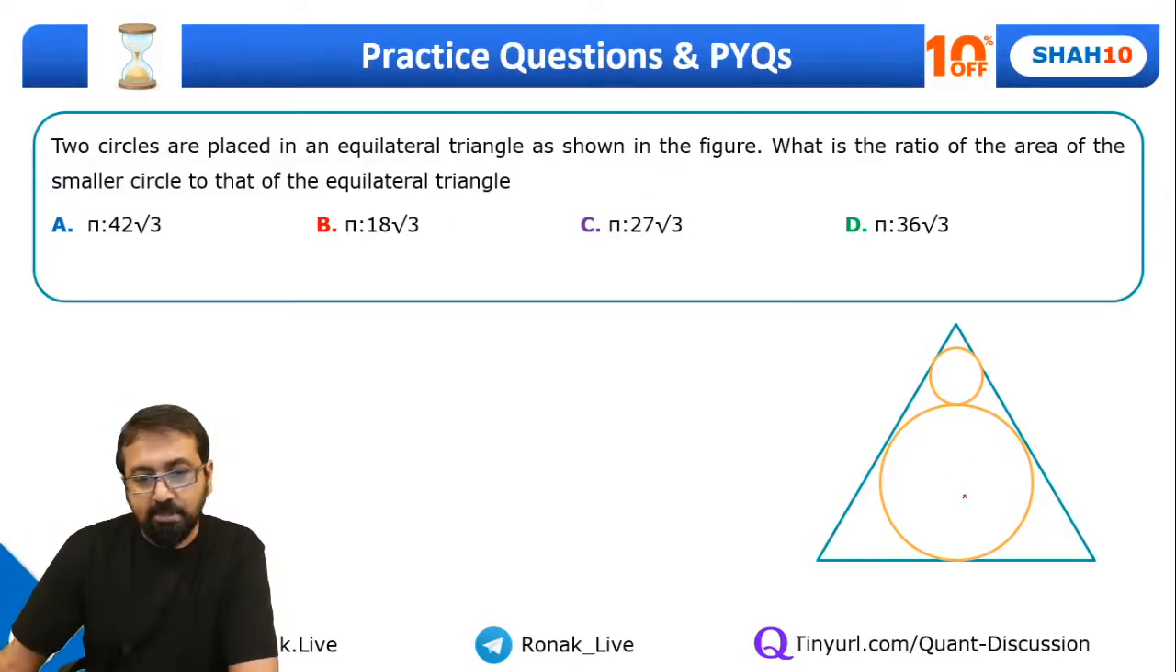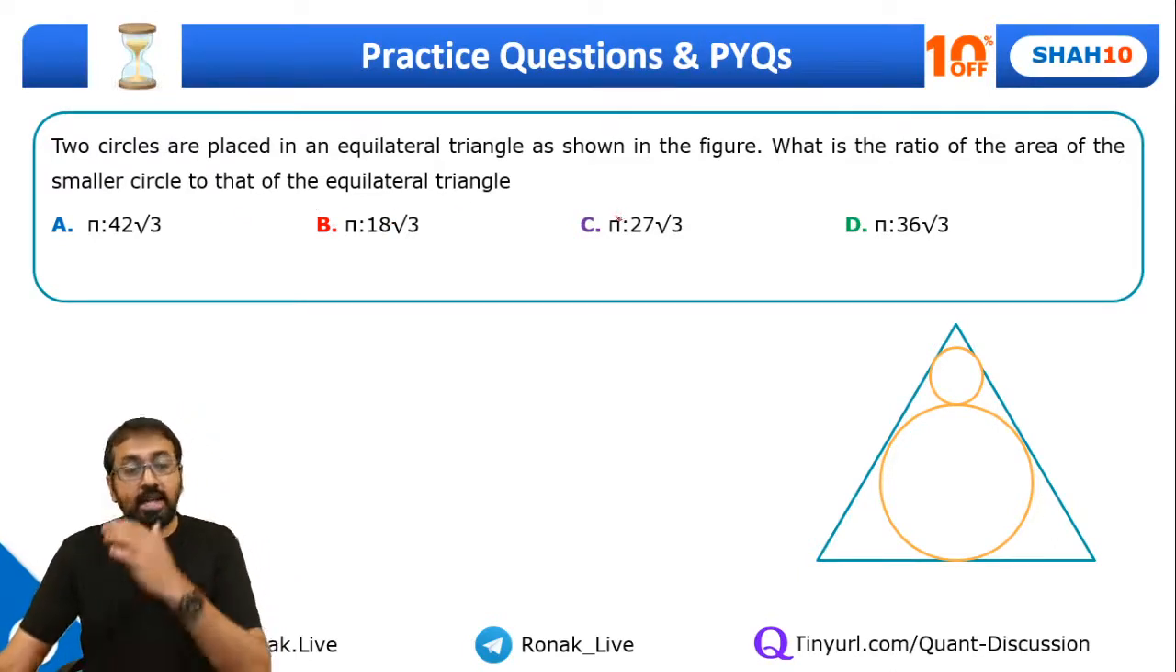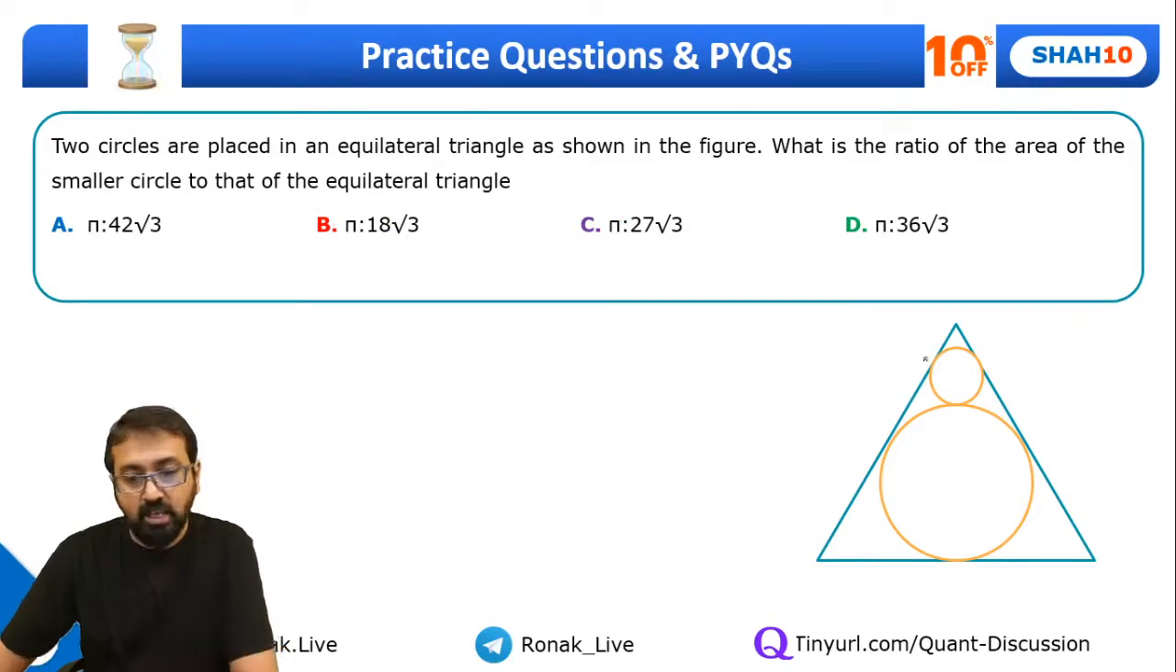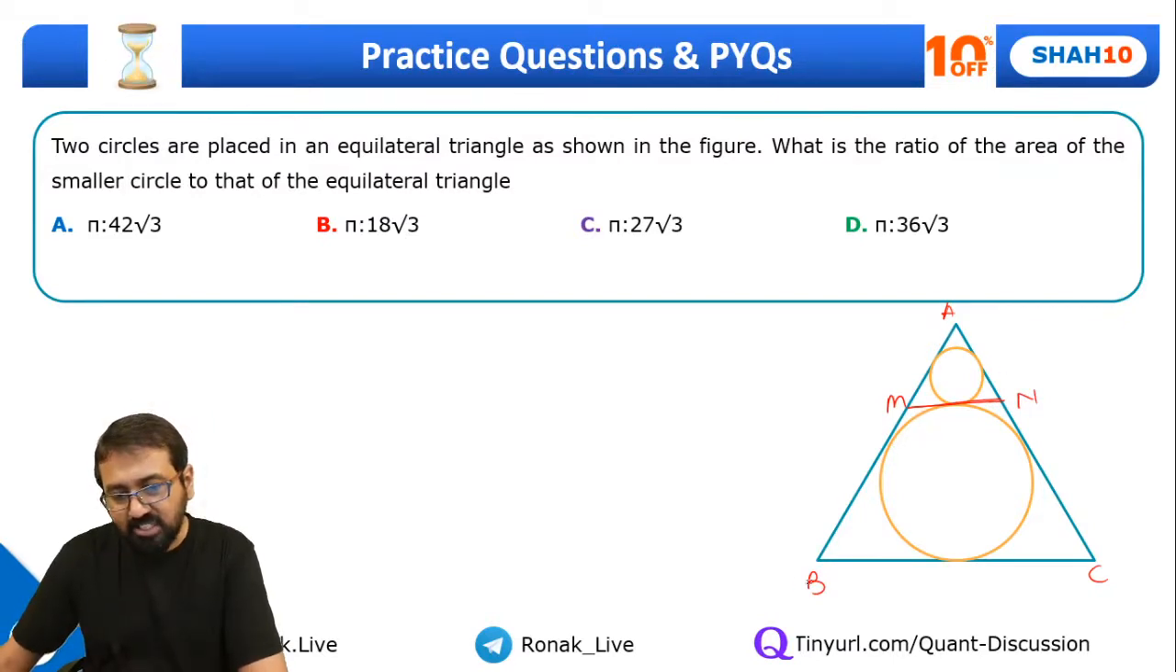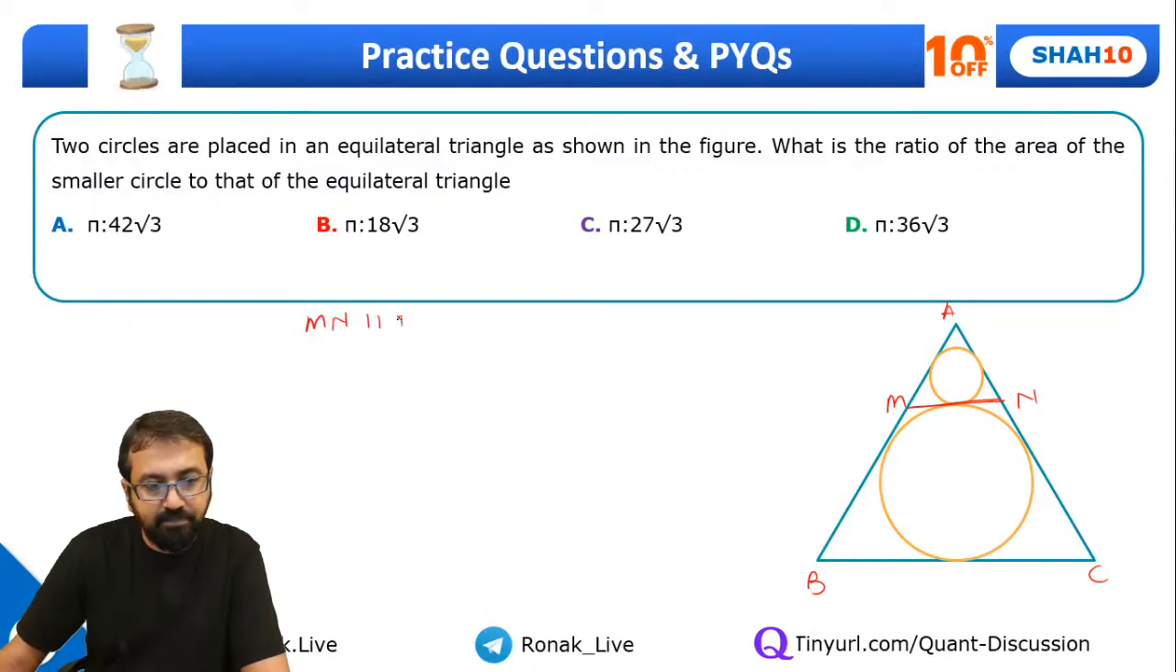So two circles are placed as shown. What is the ratio of the area of smaller circle to that of the equilateral triangle? Now please understand, let me draw a line over here which is tangent to both the circles. So this bigger triangle is say ABC, and the smaller triangle is AMN.